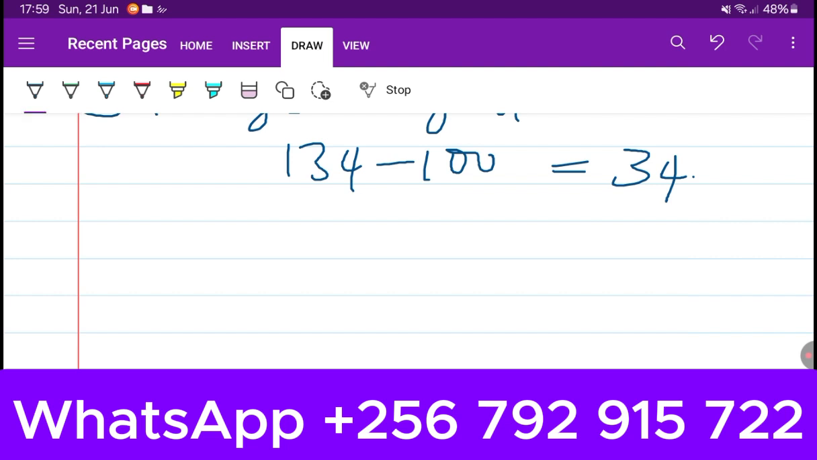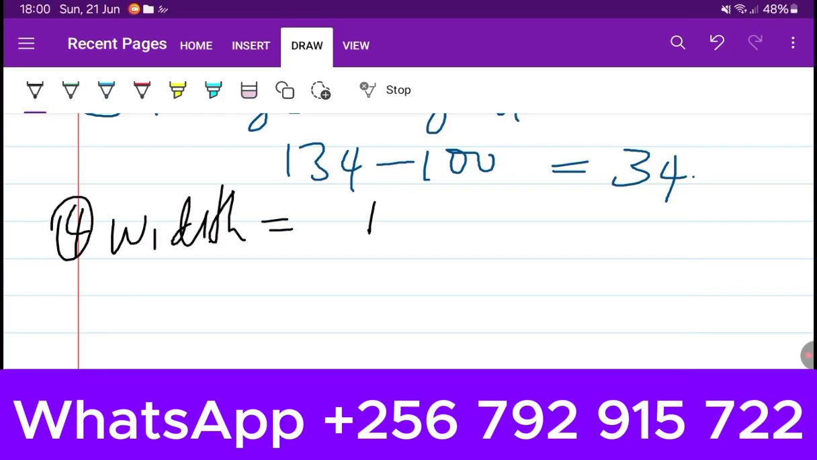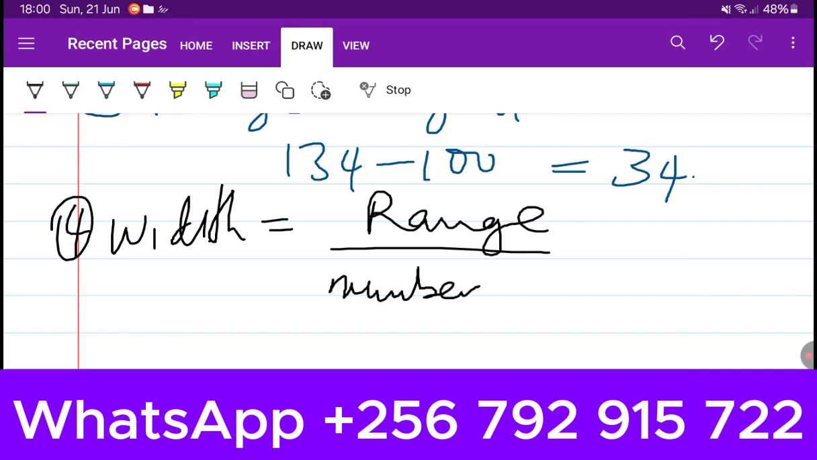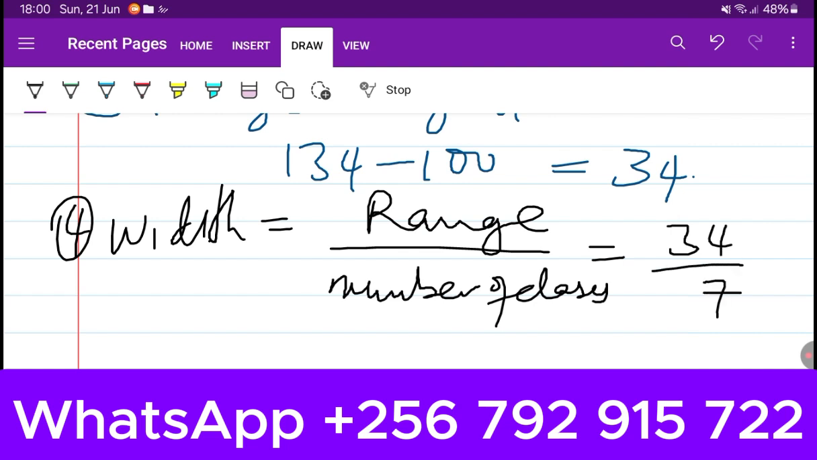So we get the width. Step 4, we get the width. We get the range over the number of classes. And the range, we got it as 34 divided by 7. And the answer we are getting is 4.9.